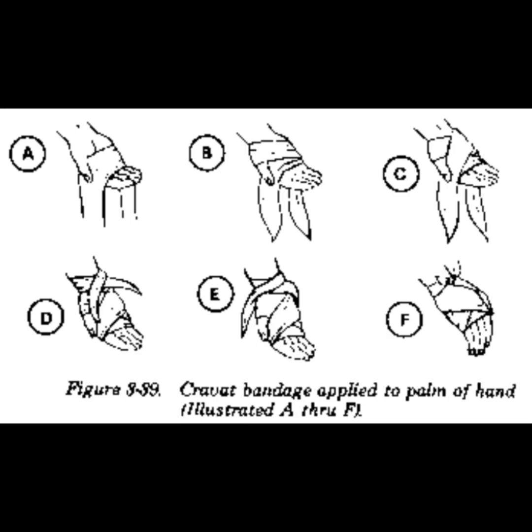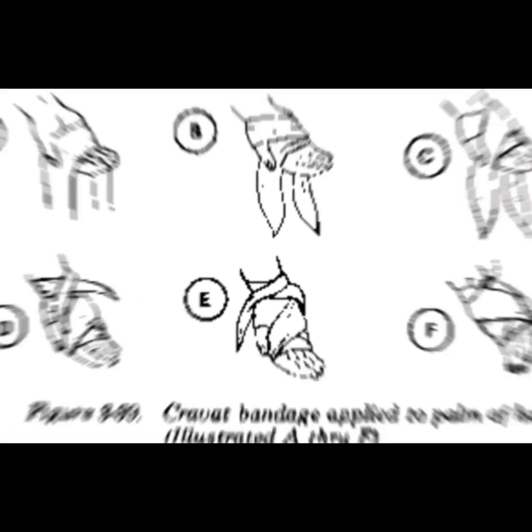thumb and palm. 4. Take the ends to the back of the hand and cross them, then bring them up over the wrist and cross them again. 5. Bring both ends down and tie them with a non-slip knot on the top of the wrist.